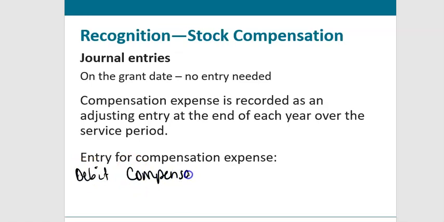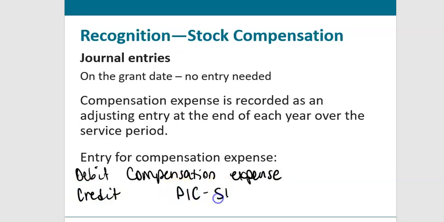That's going to result in a decrease in net income, of course, just like a regular expense. And the account that we credit is a stockholders' equity account called paid in capital stock options. Just going to make a note here that this is a stockholders' equity account. So when we're crediting paid in capital stock options, we are increasing stockholders' equity.